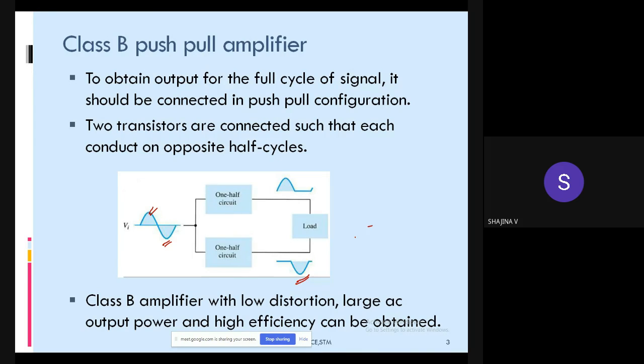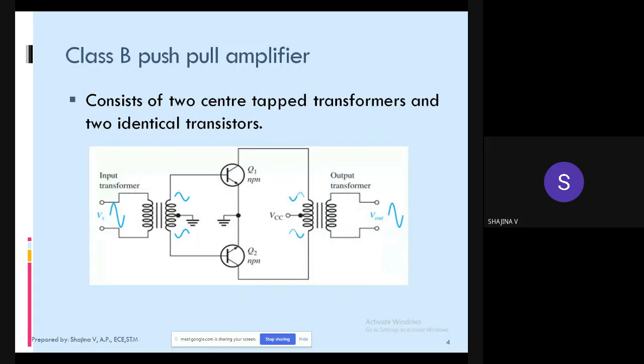Now coming to the circuit diagram of the class B push-pull amplifier. As I already told, this circuit consists of two transistors, Q1 and Q2. Both are NPN transistors, and we are connecting the emitter terminals together, and it is connected to ground, or we can say it is connected to this point.